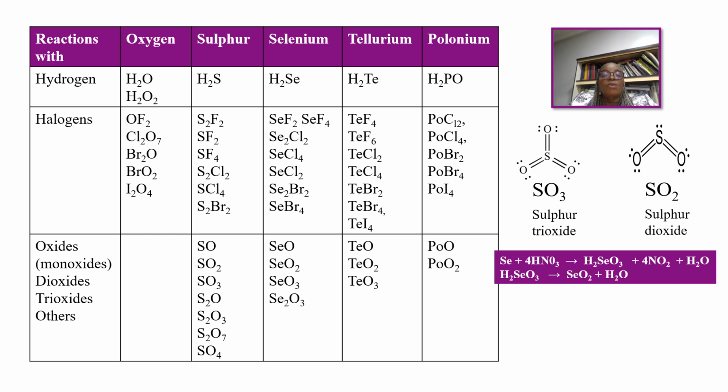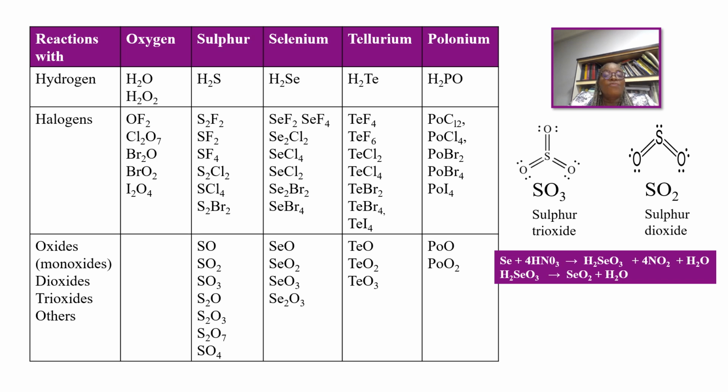Selenium forms compounds with fluorine, chlorine, bromine. Tellurium forms compounds with fluorine, chlorine, bromine. And polonium forms compounds with chlorine, bromine, and iodine. We find out that sulfur, selenium, tellurium, and polonium compounds with all halogens are known except iodides of sulfur, selenium, and fluorides of polonium.